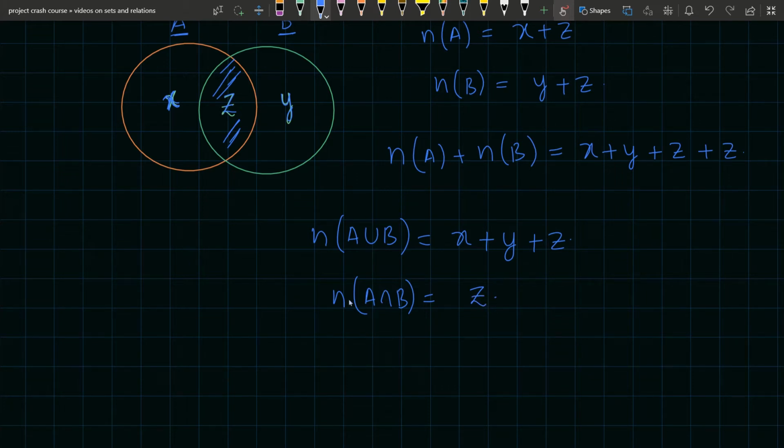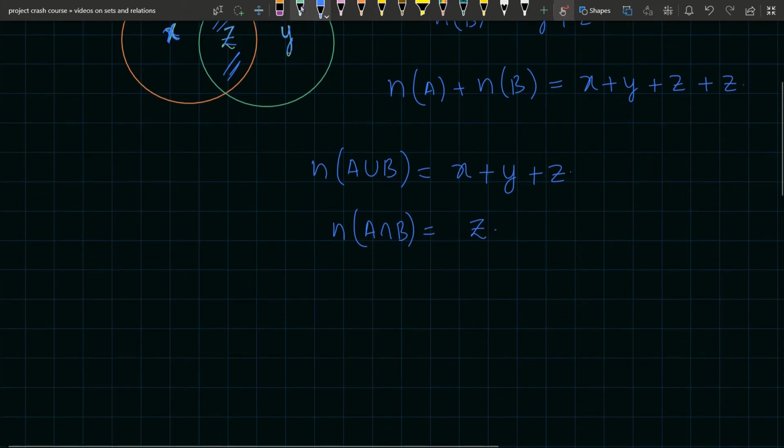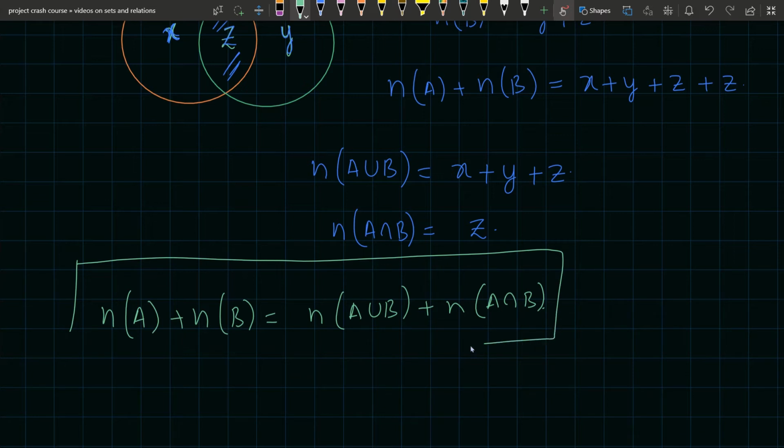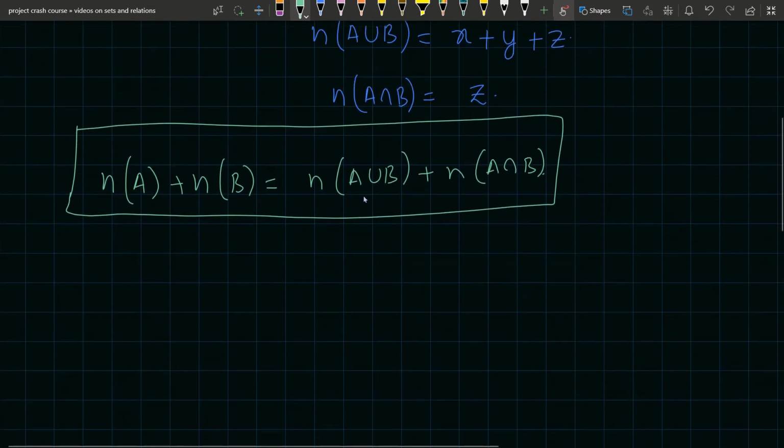From this whole equation you can understand, I can write N of A plus N of B as N of A union B plus N of A intersection B. This is a very useful formula we can remember for two sets. Okay, now let's see a few possibilities of this particular equation, right?